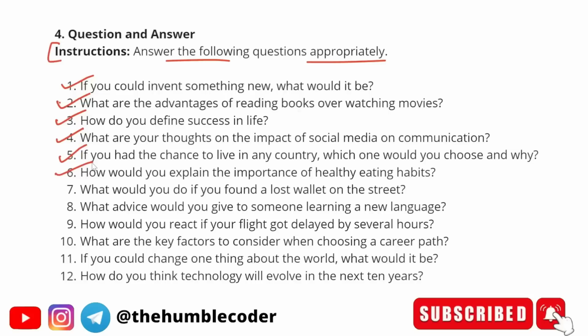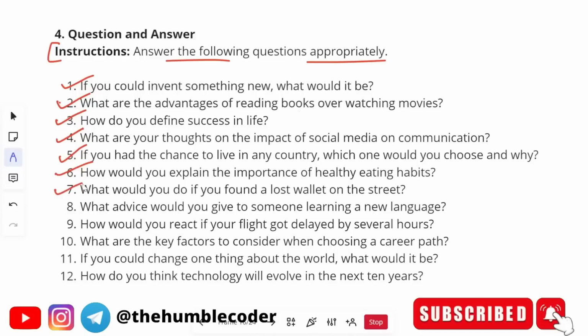Okay, the next question is, how would you explain the importance of healthy eating habits? The answer can be, healthy eating habits provide essential nutrients, boost immunity, and prevent diseases. Eating a balanced diet with fruits, vegetables, and proteins helps maintain energy levels and overall well-being. Moving on to the next one.